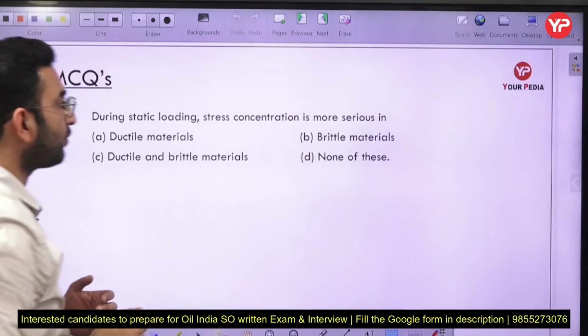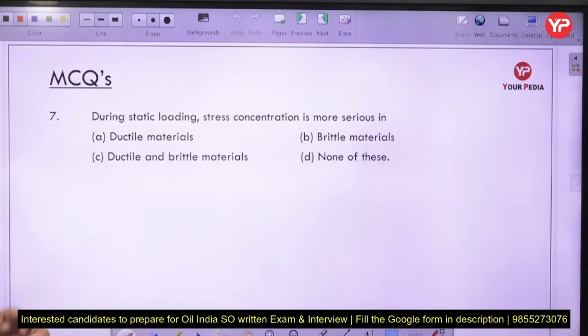Now coming back to the next question. During the static loading, stress concentration is going to be more serious in the ductile material, brittle material, or ductile and brittle material here. So that's again a very simple question.